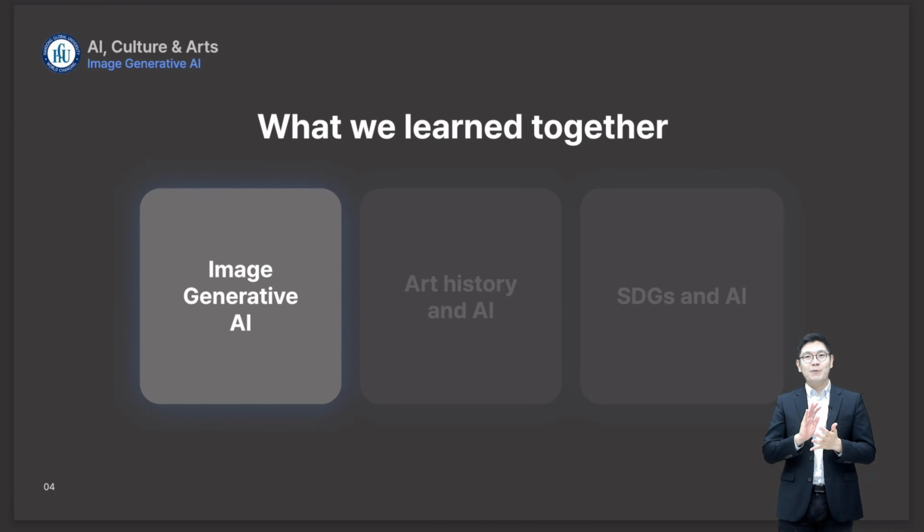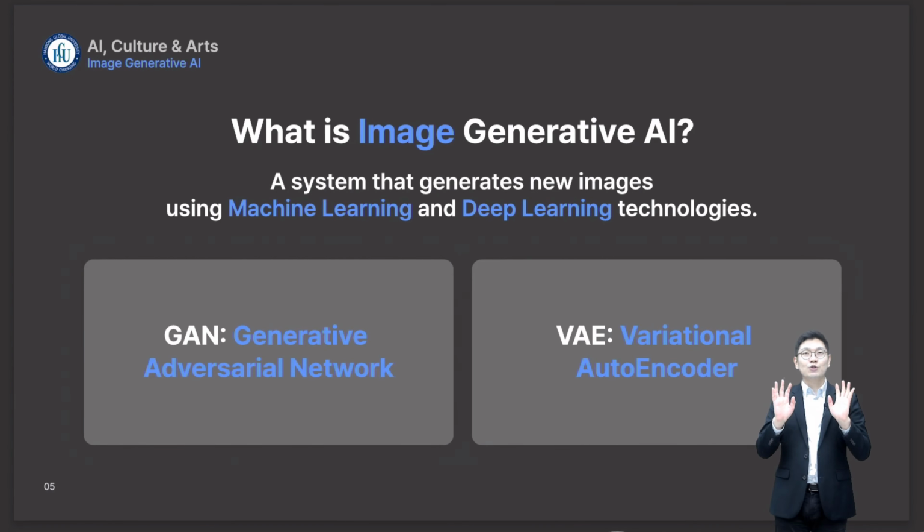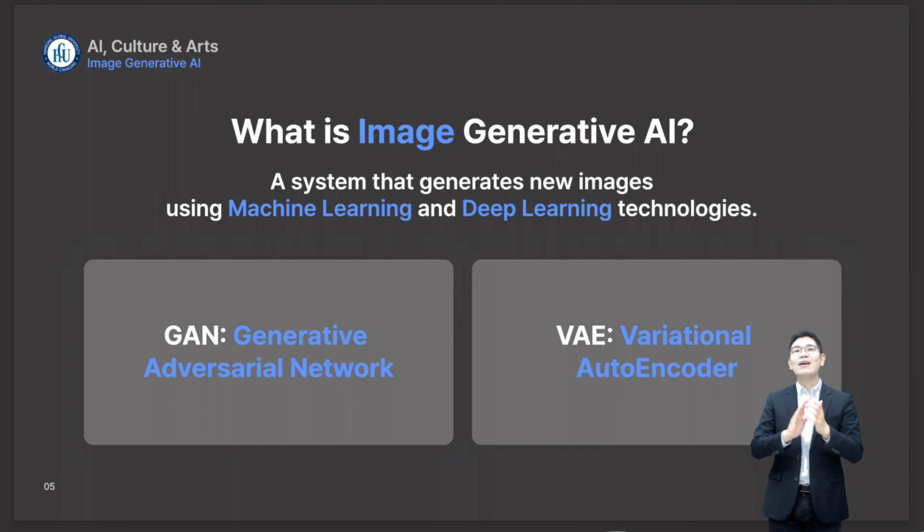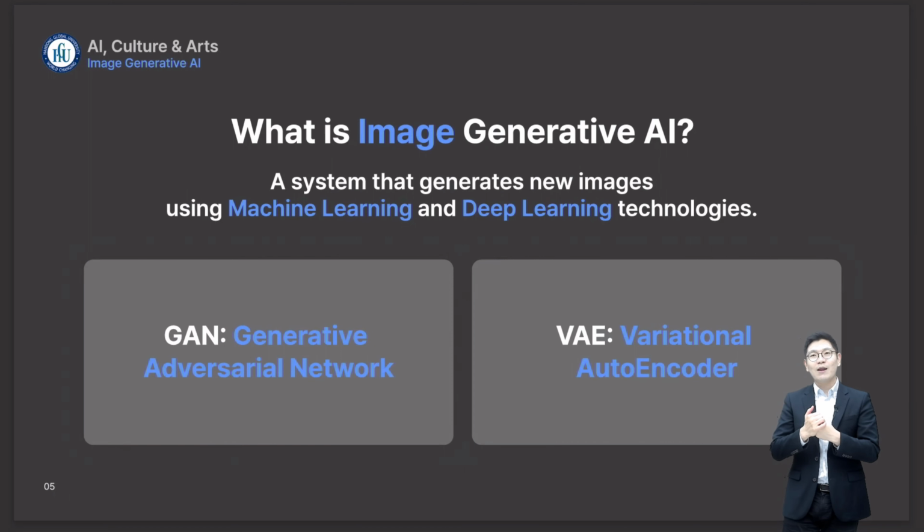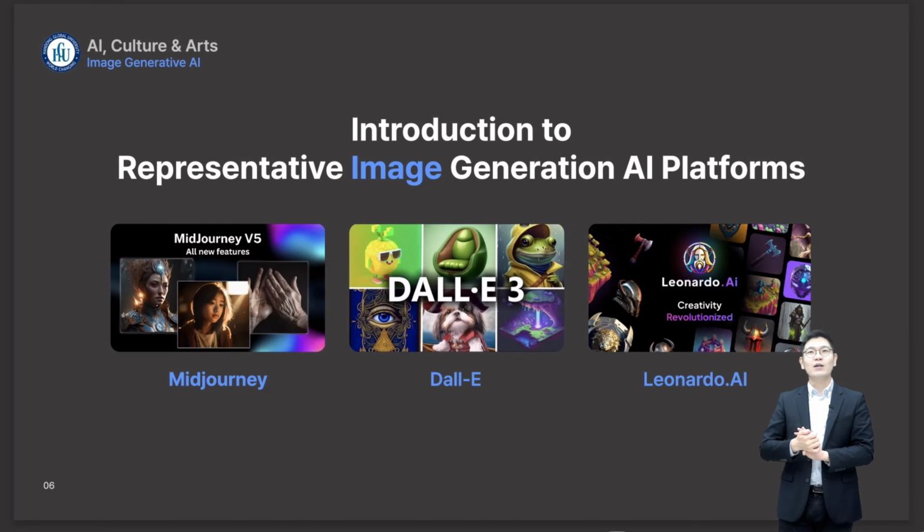In terms of image generative AI, it consists of two important algorithms. The first one was GAN, which is Generative Adversarial Network. It's based on a system using machine learning and deep learning. And you could also remember VAE, which is Variational Autoencoder. This is also an important algorithm in generative image AI. So let's go to the next part.